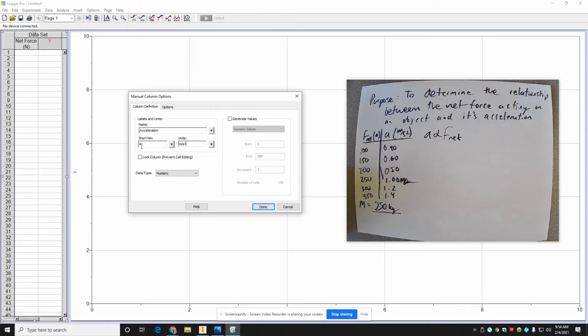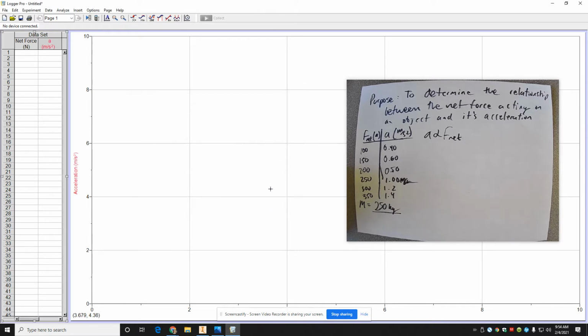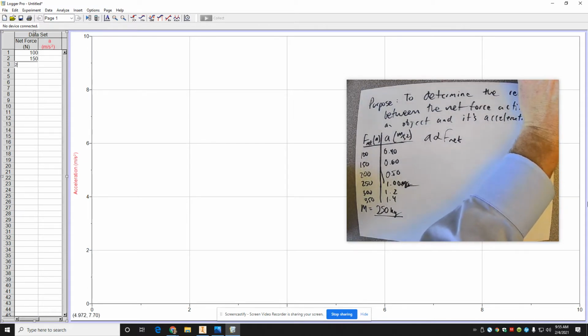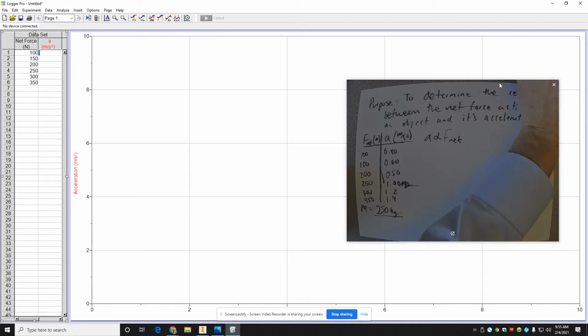All right, so acceleration, A, meters per second squared, done. Acceleration versus force. Now you put in your numbers: 100, hit the down arrow, 150, 200, 250, 300, 350. We had accelerations of 0.4, 0.6, 0.8, 1.0, 1.2, and 1.4.